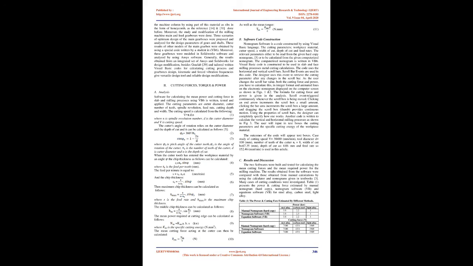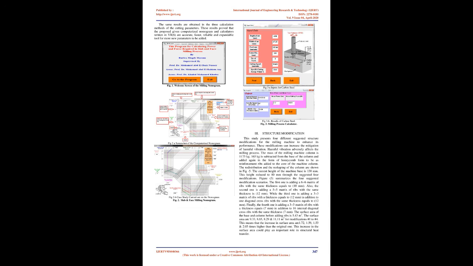Three scenarios of optimum design of the main gearboxes were proposed and analyzed for the design parameters of gears and shafts. The results of these other models of the main gearbox were obtained by using a special code written by a student in VB6. Moreover, these gearboxes were modeled in SolidWorks software and analyzed by using Ansys software.